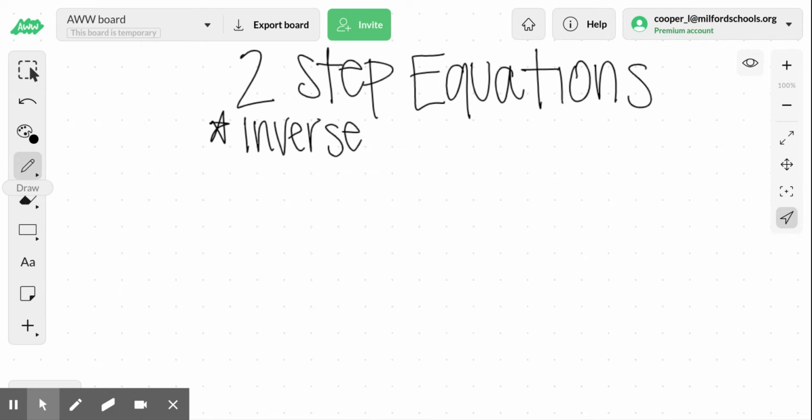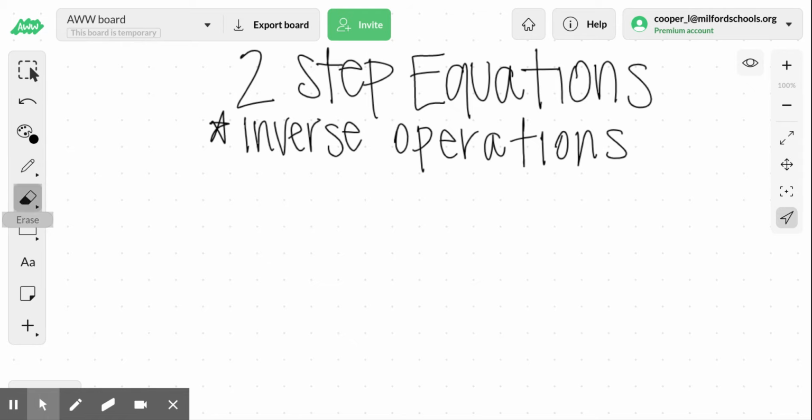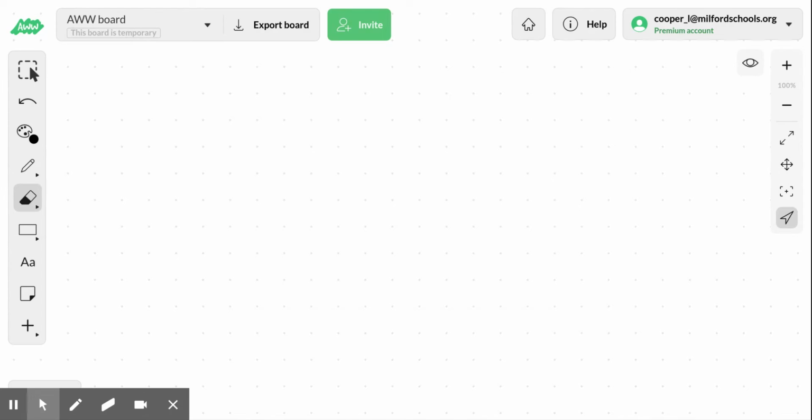So for instance, the inverse of addition is subtraction. The inverse of division is multiplication. So I'm going to set up a problem here for you. This will be one of the easier ones that you'll see. So again, make sure that you're writing this down. So let's say we have 2x minus 3 equals 13.